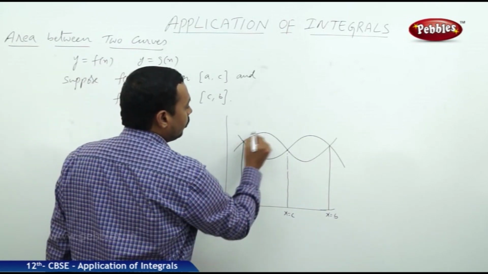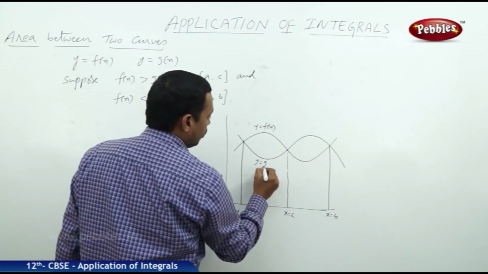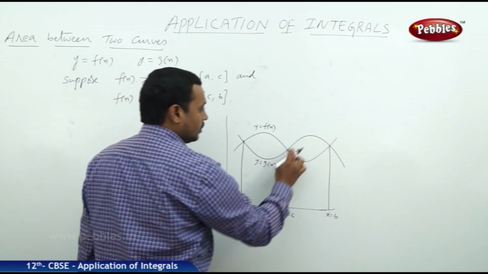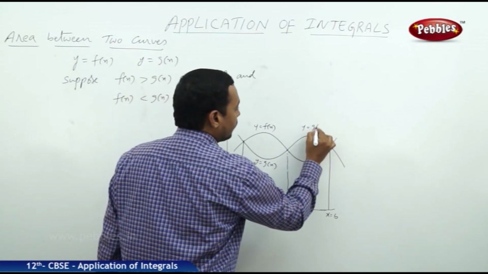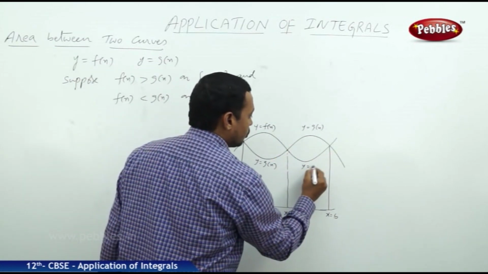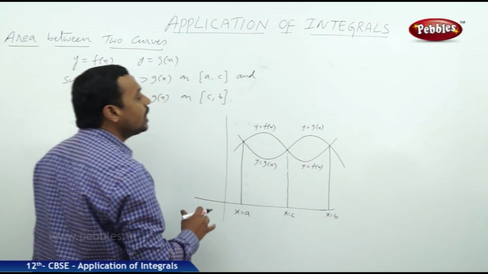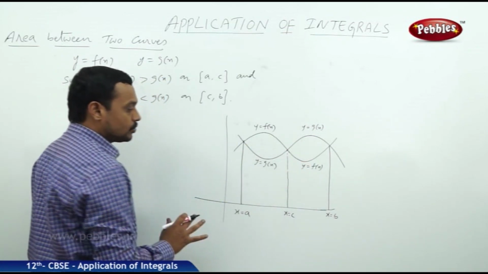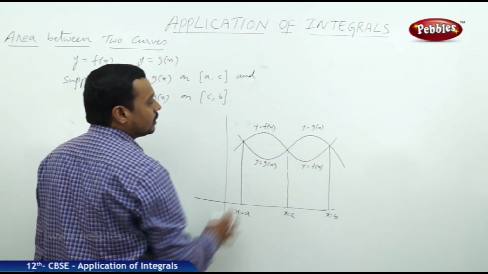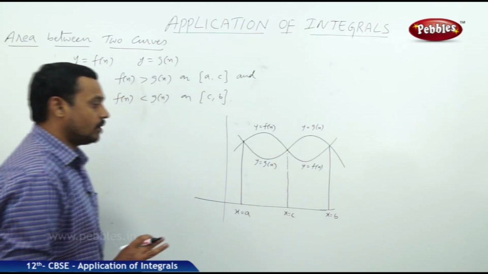Right now here it is y is equal to f of x, this is y is equal to g of x. Now in the other interval, the upper curve is y is equal to g of x and the lower curve is y is equal to f of x. Now what is the area bounded by the curves y is equal to f of x and y is equal to g of x on the interval a comma b?